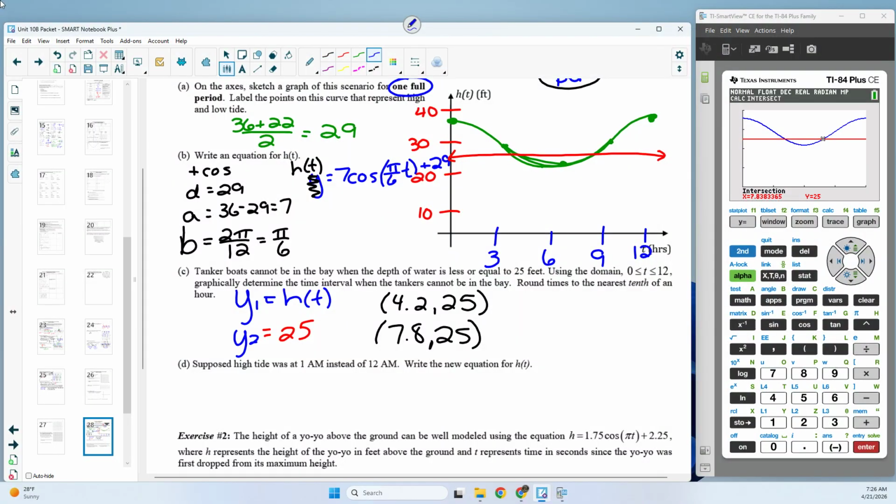So from 4.2 to 7.8 hours after 12 a.m., right? That's when they can't be in the night. So suppose that high tide was at 1 a.m. instead of 12 a.m. So what the problem is, we set up this equation super nice because we can just start right at the maximum.